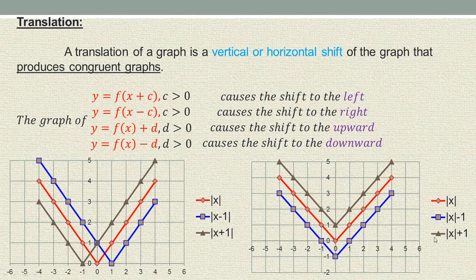And for the brown, modulus x plus 1, it will be under the third function, f of x plus d. So it causes the shift to be upward. In this way you can shift to the left or right, or downward or upward. This is called translation. Clear? Now the next type is dilation.